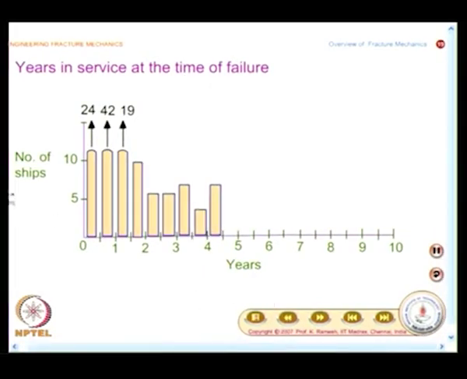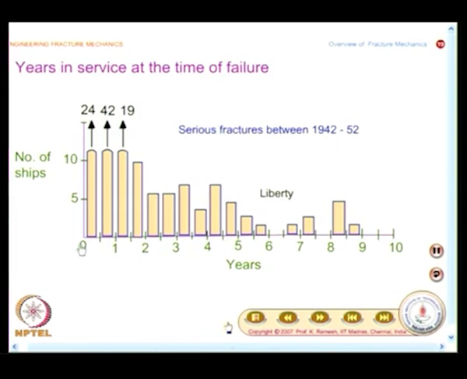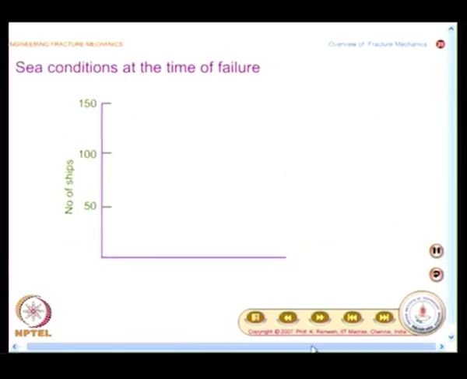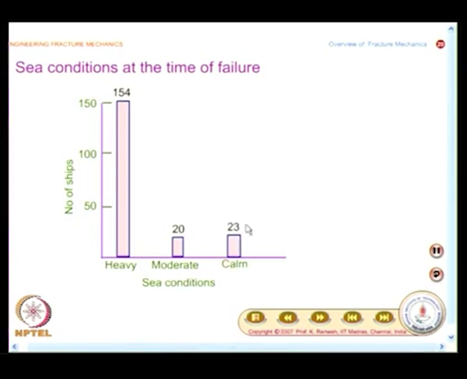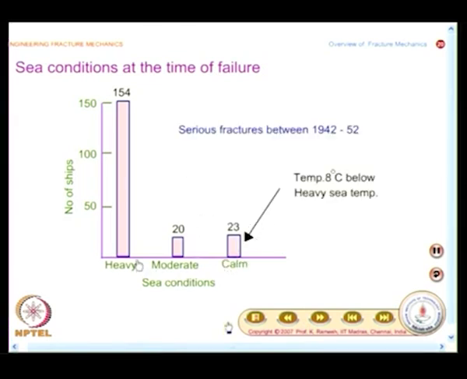People have analyzed all those failures, and several such graphs are available. What you find is that within the first few years after the ships were designed, you had so many failures. This is something unhealthy, and this gives a period from 42 to 52. You also have another graph which shows the condition at sea. The focus here is that there were failures in heavy seas, about 154; in moderate sea condition about 20; and when the sea is calm about 23.